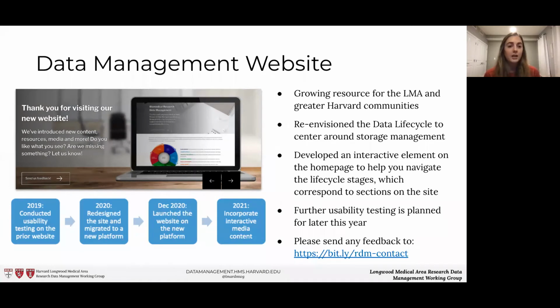We also have a contact us form at the bottom of the website that you can access anytime. So feel free to provide any feedback you have on the lifecycle image, on the overall website, on some of our training resources. We're excited to update the website over the next year and make it more usable. Thanks.